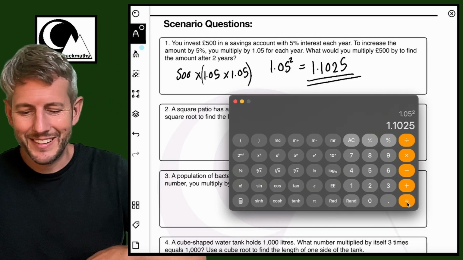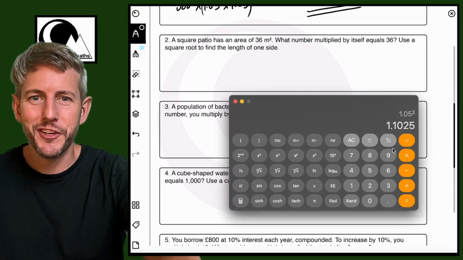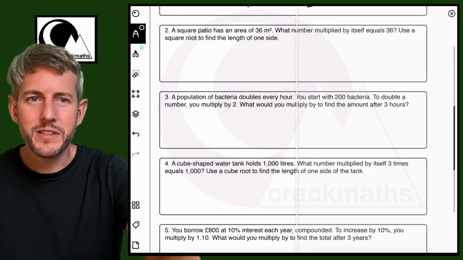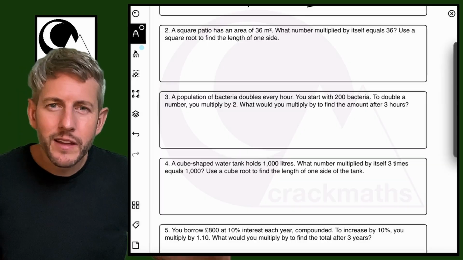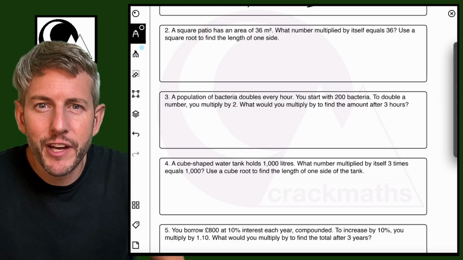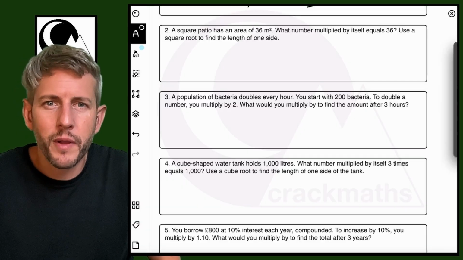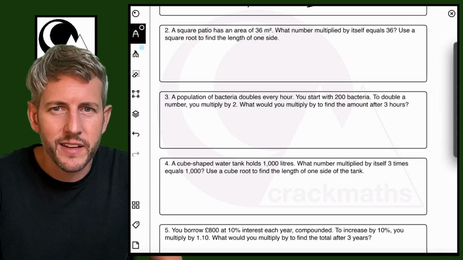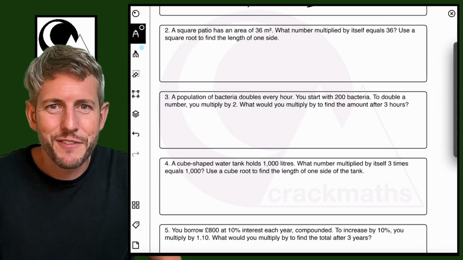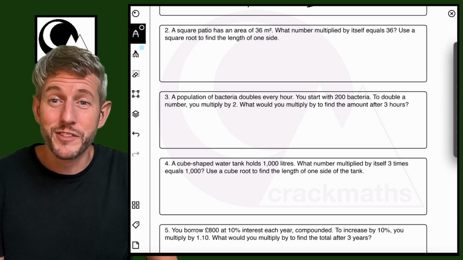Okay, right. Let's have a look at question 2. Okay, so question 2 is here, and it says, a square patio has an area of 36 meters squared. What number multiplied by itself equals 36? Use a square root to find out the length of one side.